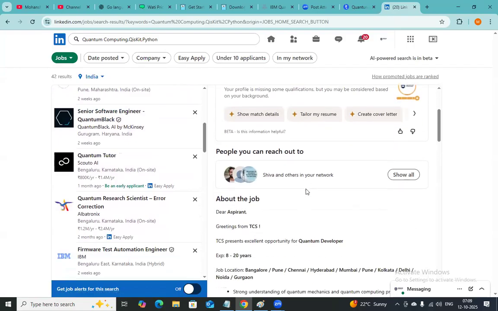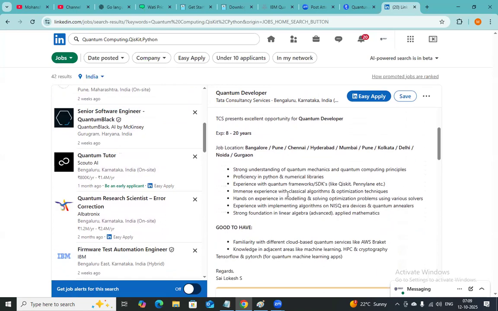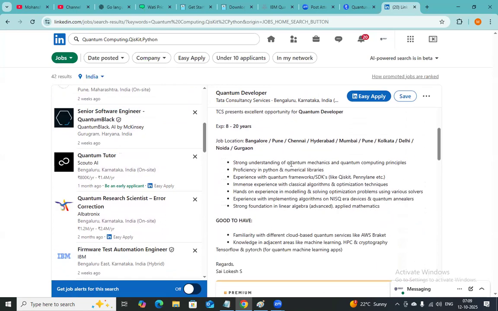Quantum developer. What is the job role for the quantum developer? A strong understanding of quantum mechanics and quantum computing principles, proficiency in Python and numerical libraries, experience in quantum frameworks and SDKs like Qiskit and PennyLane, and experience with classical algorithms and optimization techniques. Hands-on experience with modeling, solving optimization problems, and various solvers.